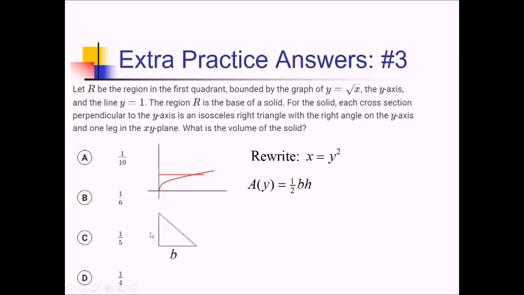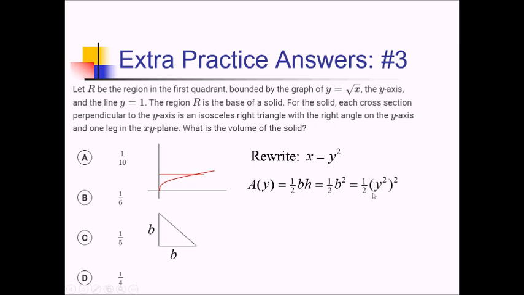So this height we could talk of as being just another b, which means instead of writing 1/2 base times height for the area, I could write just 1/2 base times base, or 1/2 base squared. Now we said that the base of this isosceles right triangle is just the distance from the y-axis to this curve. So instead of writing 1/2 b squared, I can now write 1/2 y squared, because y squared gives me the distance from the y-axis. So this gives me something that I can integrate.